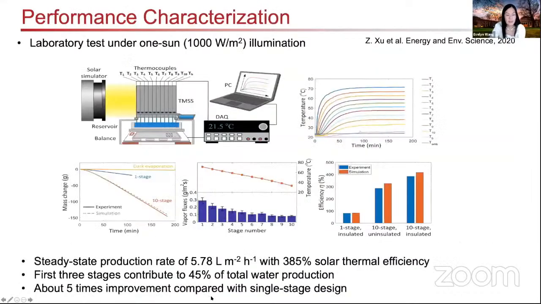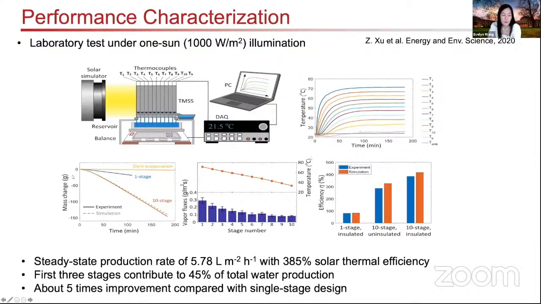We've taken this multi-stage device configuration and done laboratory test experiments under one sun, about 1,000 watts per meter squared of illumination, using a solar simulator. This is a schematic showing how we interface the multi-stage configuration with a solar simulator, as well as a measurement of the water that we create via a scale. And we can look at the temperature of the individual stages.